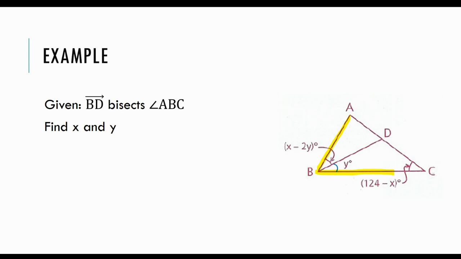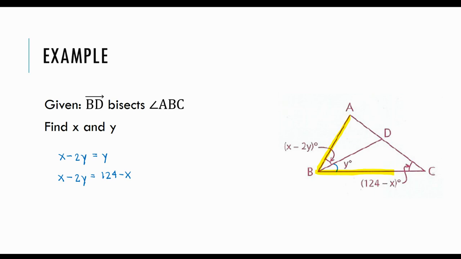So notice that because those two are congruent, I can set up an equation that x minus 2y has to equal y. The only issue is because there are two variables in that equation, we have to come up with another equation. Notice that my picture showed that originally that angle of ABD was congruent to the angle BCD. So I'm going to set those equal. So x minus 2y is going to equal 124 minus x.